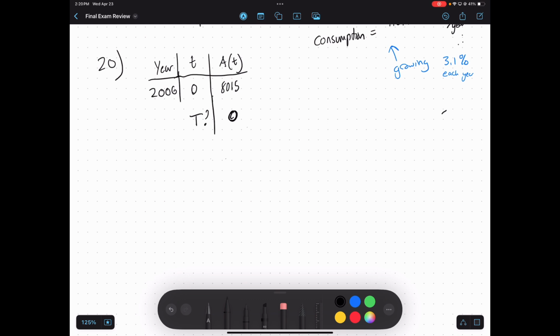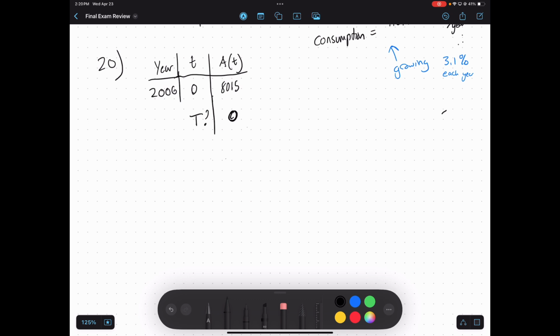Okay, this is throwing me off. And it's probably because we didn't do one of these when we covered this in class. It might be a good time to mention there is not a consumption problem on the test. But I did want to put it on the review, just so we understand that we can use this for stuff that's not just finances.